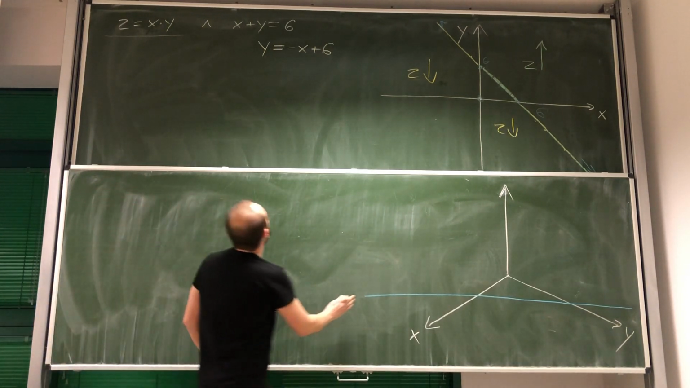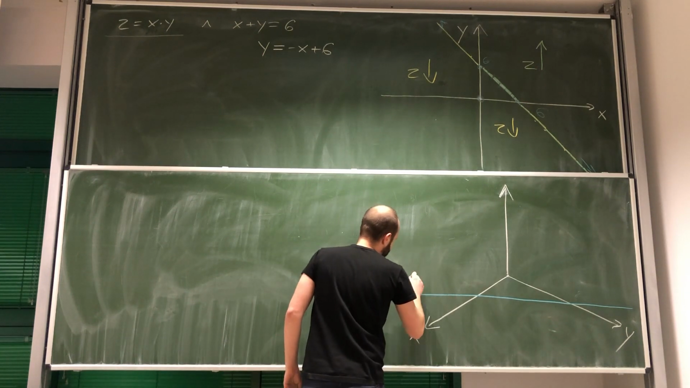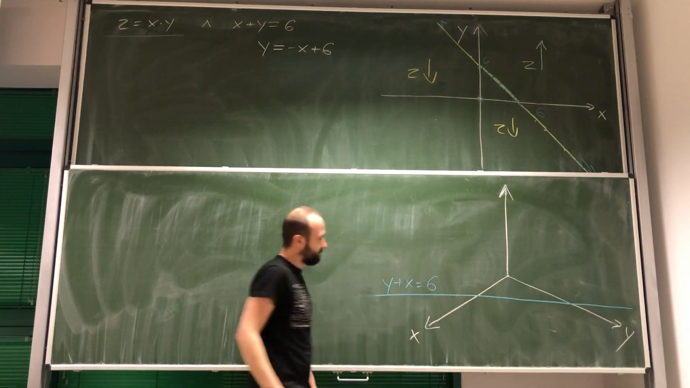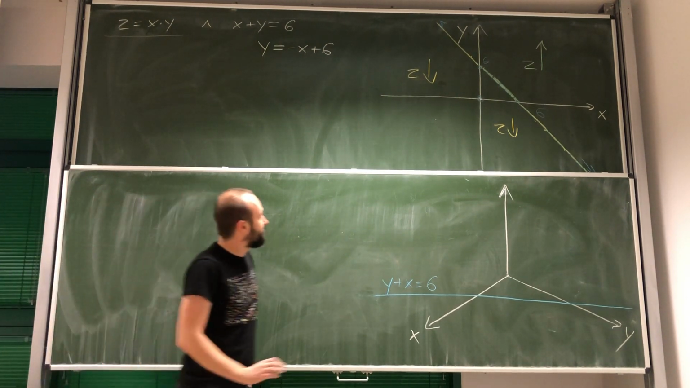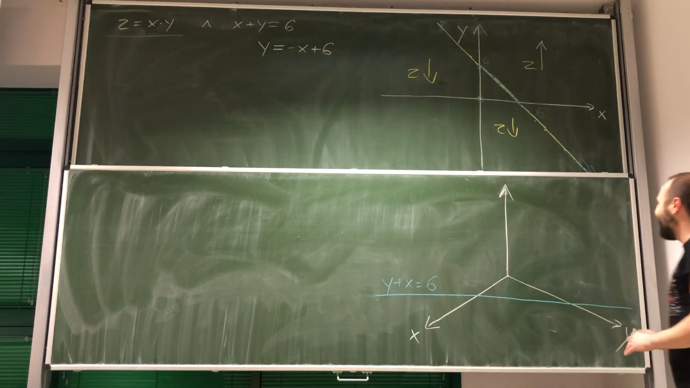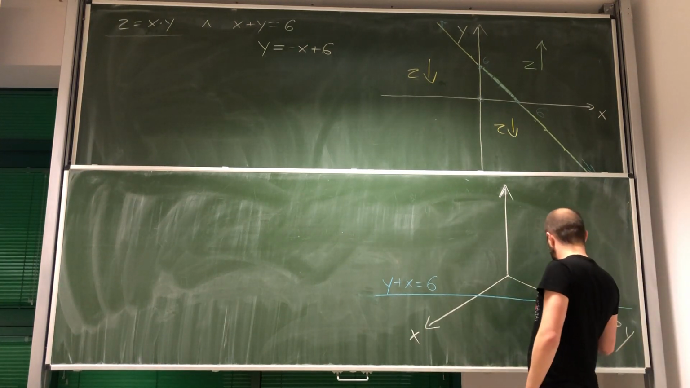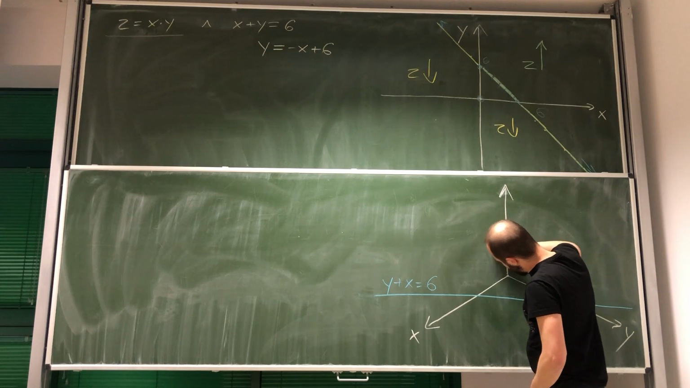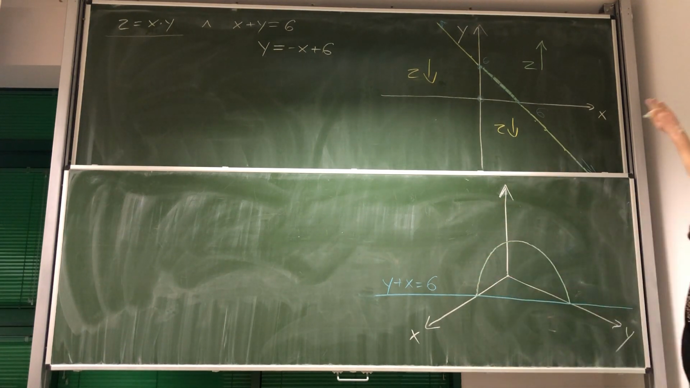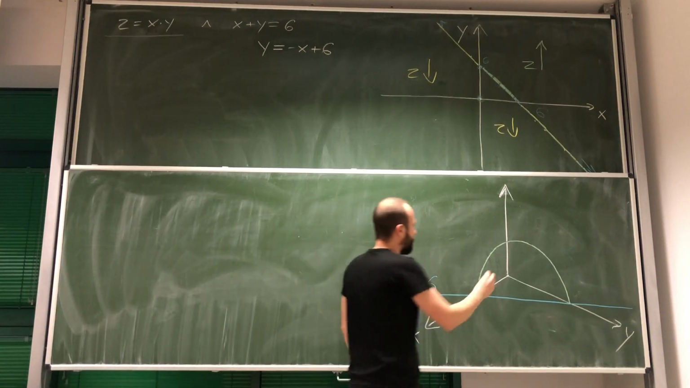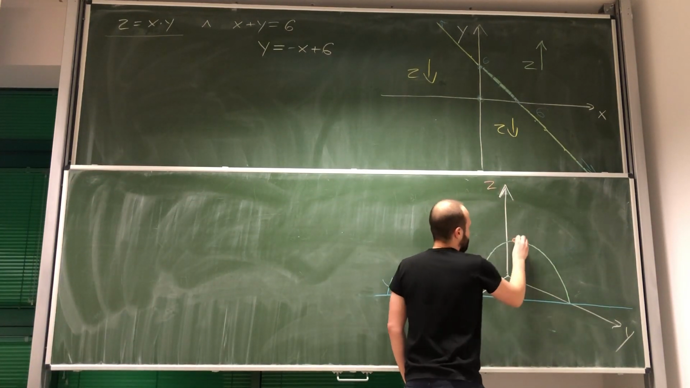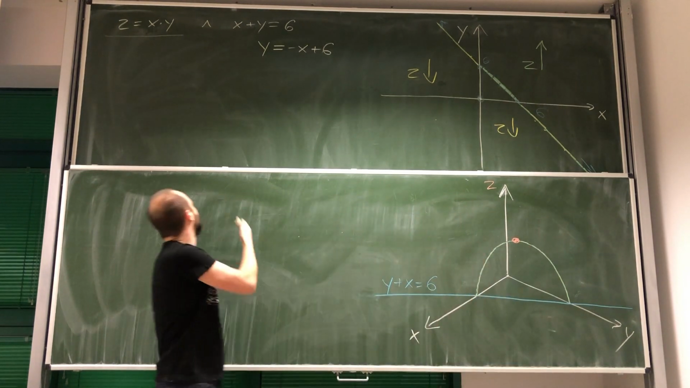Right? So here we would have y plus x equals 6. This is our constraint. And now, out of this, we would cut out only part of this surface, right? So now our job is simply to locate this one. Of course, this is z. And we're gonna do it just now.